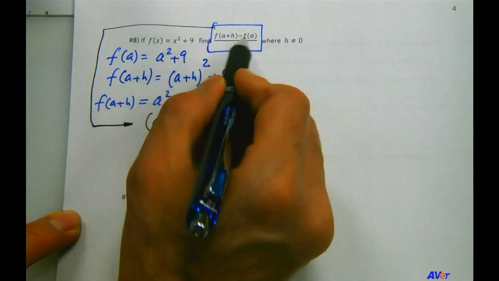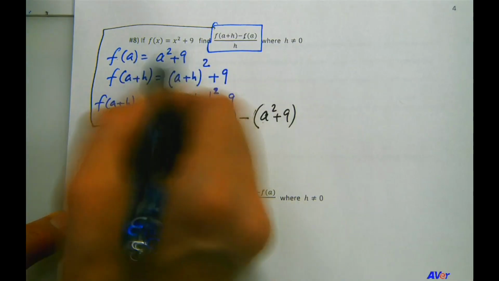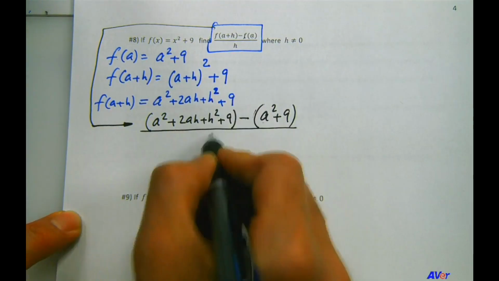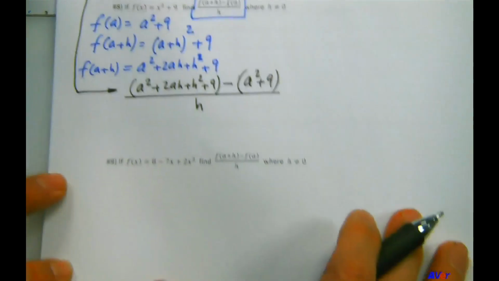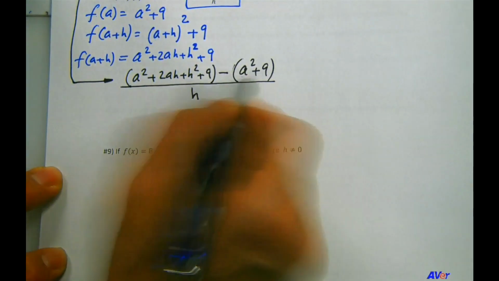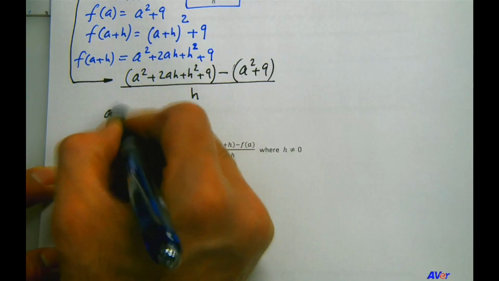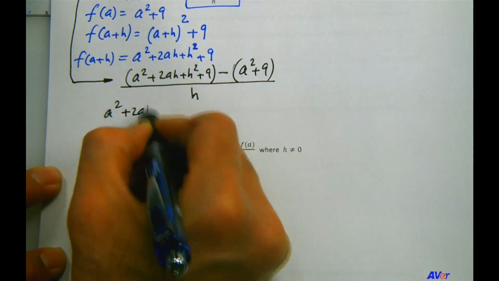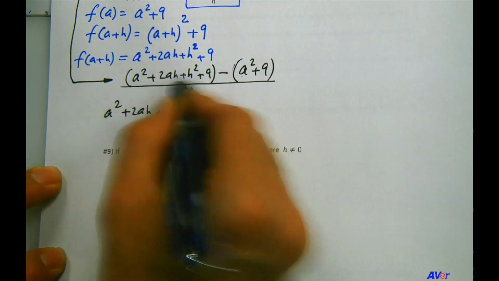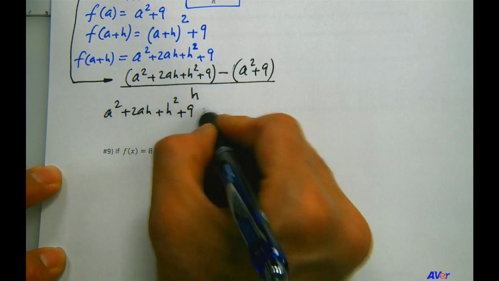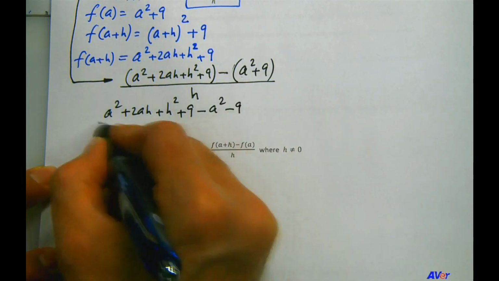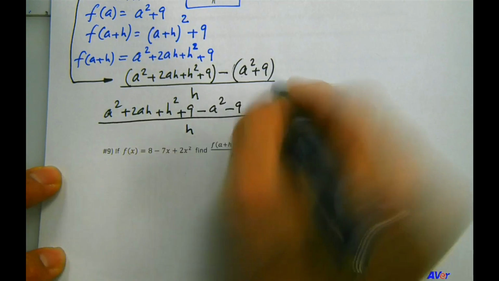f of a plus h minus f of a. f of a is a squared plus 9. All of that divided by h. Okay, so let's distribute this and simplify. We have a squared plus 2ah plus h squared plus 9. That's all of what you see here. Now we have to distribute the negative: minus a squared minus 9 over h.